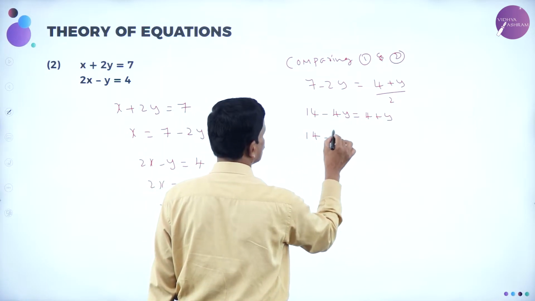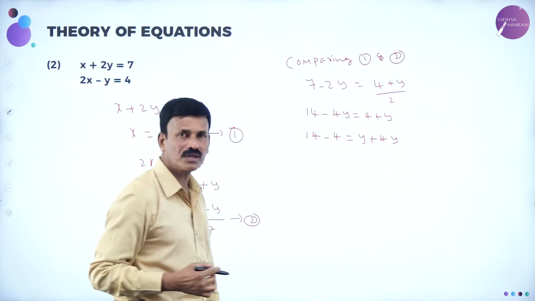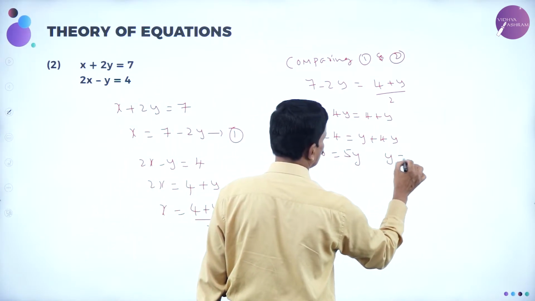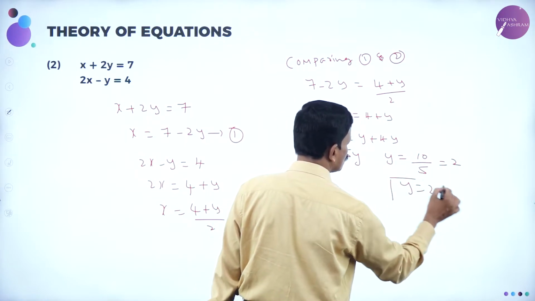So, 14 minus 4 is equal to y. Transfer minus 4y becomes plus 4y. 14 minus 4 is 10. 10 is equal to 5y. Therefore, y is equal to 10 by 5, which is 2. So, the value of y is equal to 2.